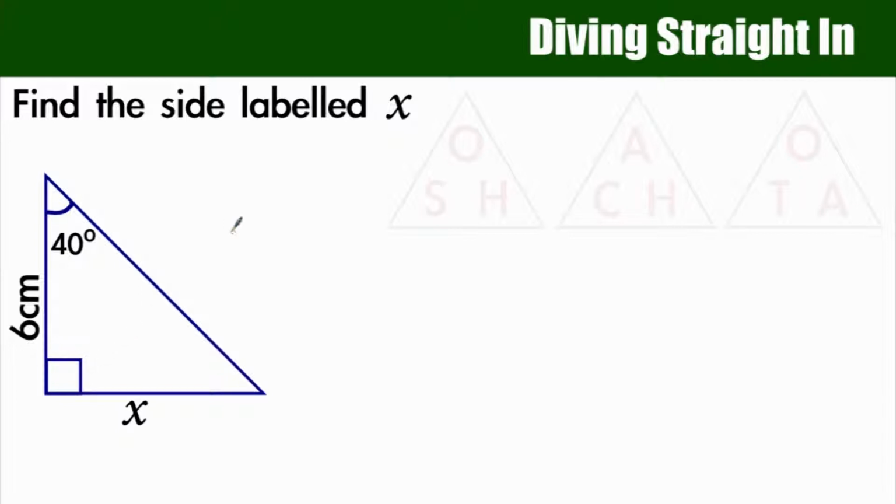So first of all, what we want to do is label the sides so we know which ones we want to be working with. So we've got here the hypotenuse side, as it's the longest side and it's also facing the 90-degree angle. Here we have the opposite side, as it's opposite the angle here. And then finally we have the adjacent side. So what we want to do now is bring up SOHCAHTOA.